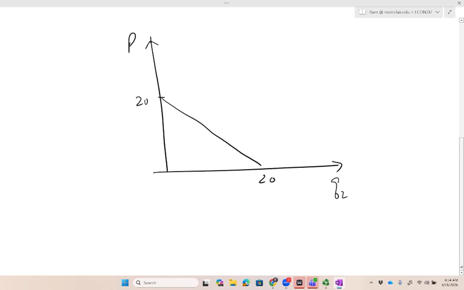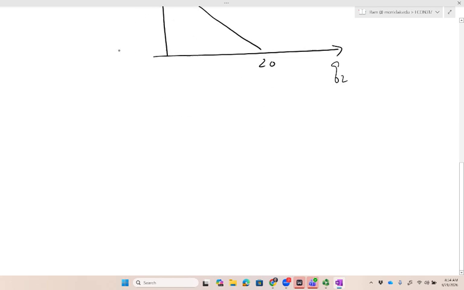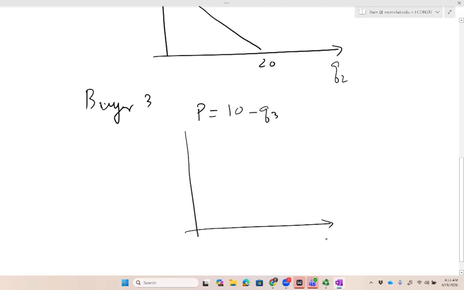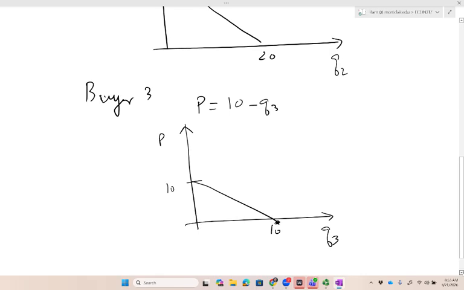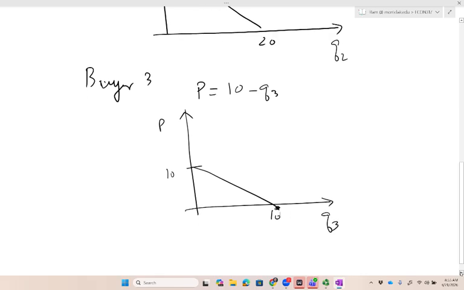I will also add at this stage one more buyer. So let's have buyer 3, demand given by price equal to 10 minus Q3. We draw the inverse demand for this buyer as well. And so the vertical intercept is 10, the horizontal intercept is 10. We must ignore this part of the inverse demand. It must be only in the first quadrant.